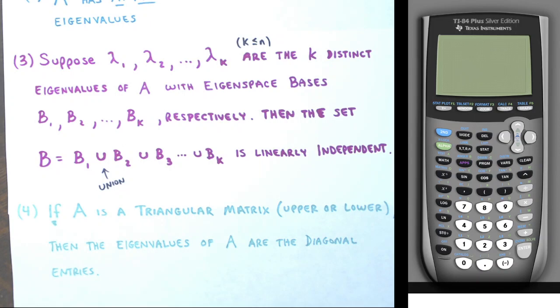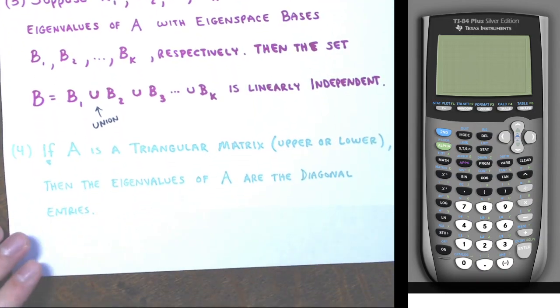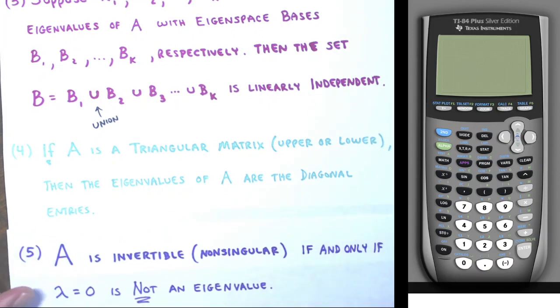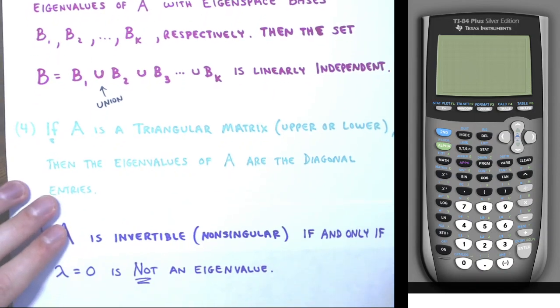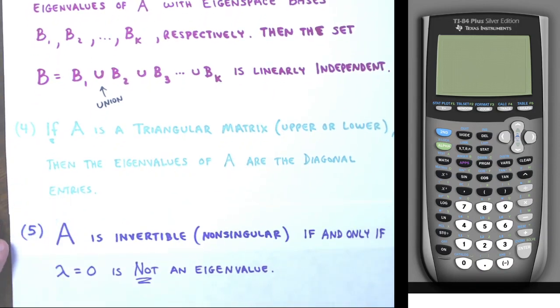All right, and then the last statement, another pretty powerful one, talking about when a matrix has an inverse. All right, number 5, and this is it. Only these 5 statements, and then we'll talk about some examples.